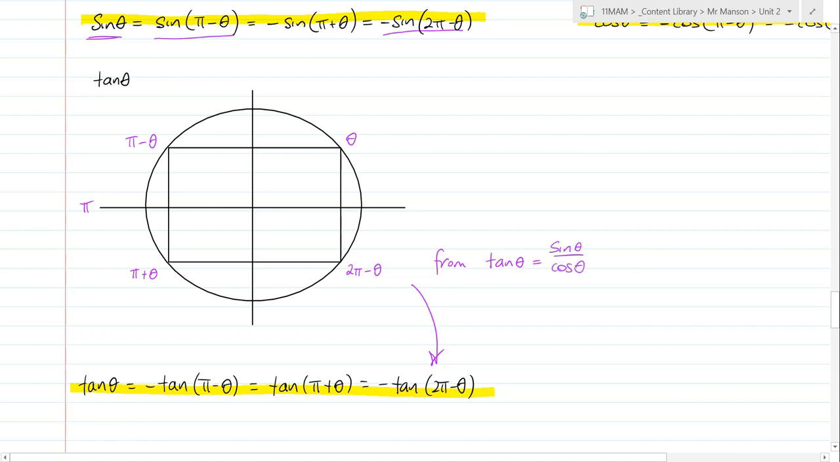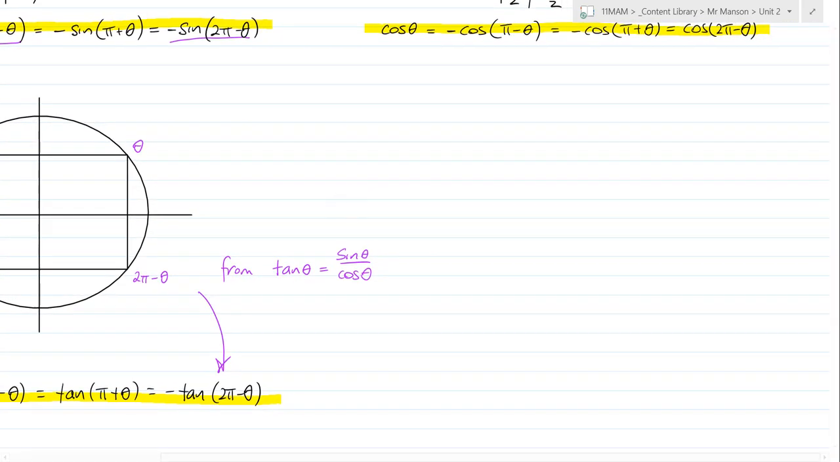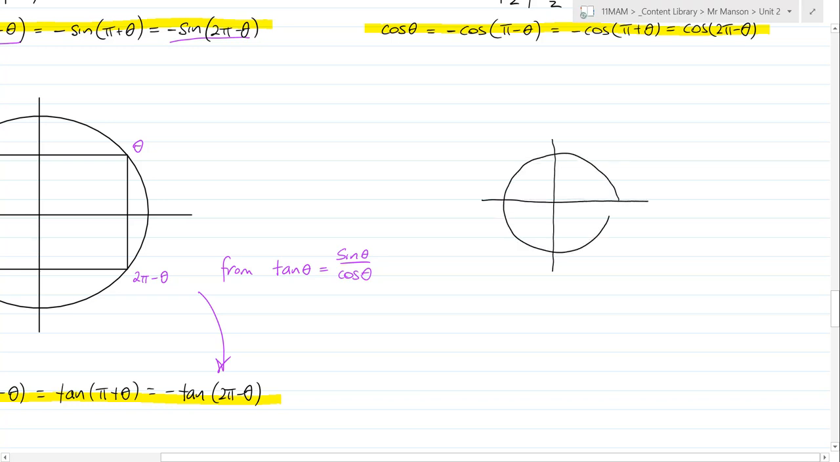And we just check those negatives and positives. And here's my summary for the CAST diagram. If you draw a unit circle, you probably won't do this for a CAST diagram. You'll probably just draw your axes. That's bad. Let's try that again.